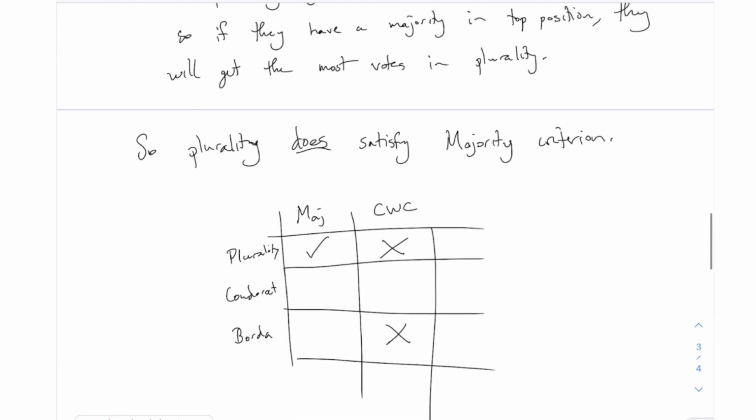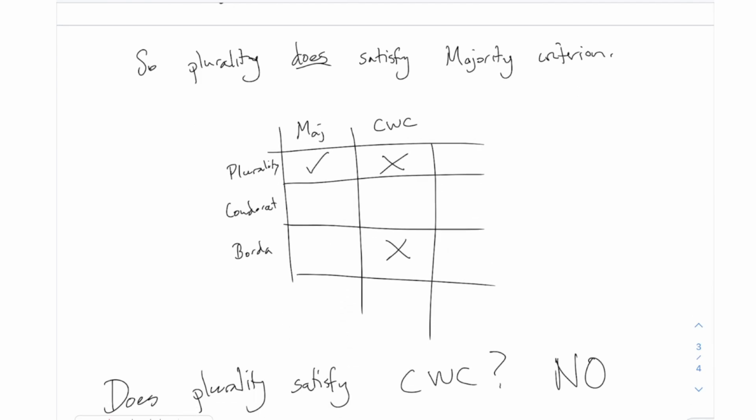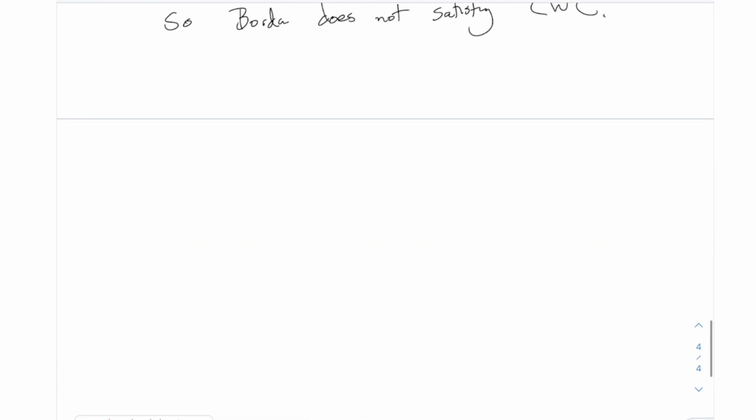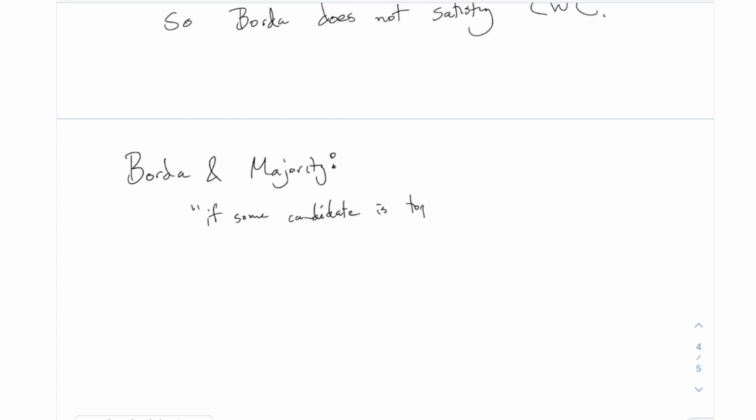What about majority? That means if there is a candidate who is actually ranked top by a majority, so I want to talk about Borda and majority now. Remember, majority means if some candidate is top ranked by a majority, then they should win the election.